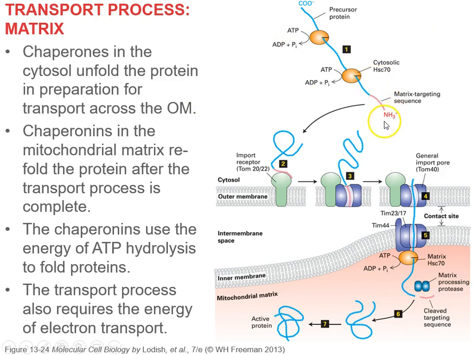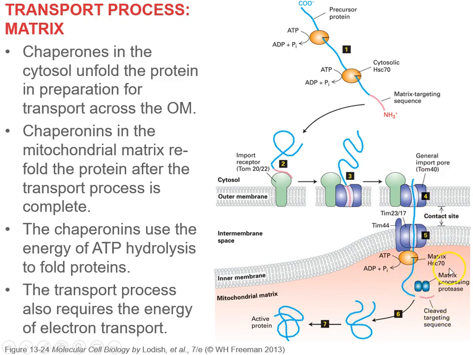Then the next thing that happens is that signal sequence will be recognized by this receptor on Tom, and then the translocase will be opened up. So open up a pore and start threading this through, and then Tom hands this off to Tim, and now the protein is threaded through both of these translocases, and the signal sequence is cleaved.